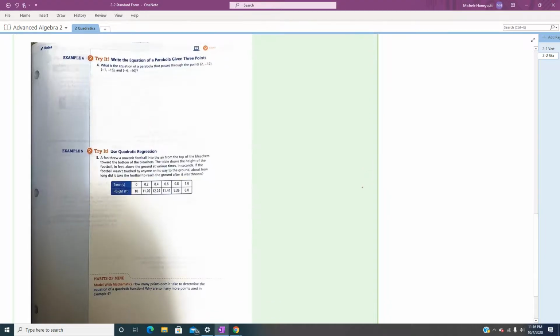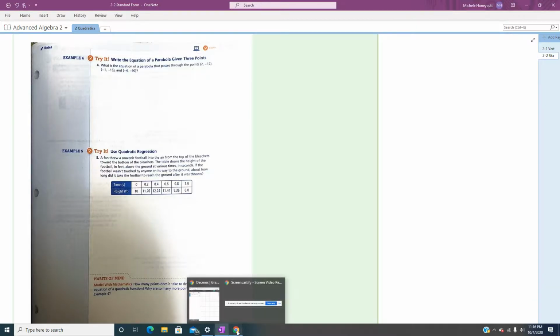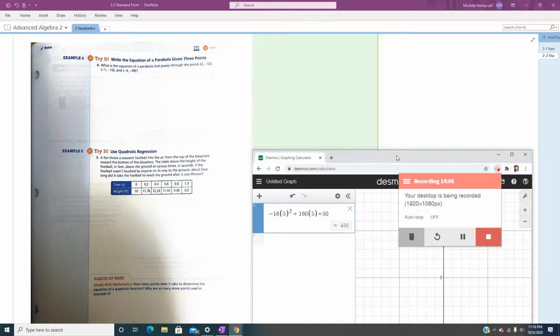All right, next is really fun. You're going to be asked to write the equation of a parabola that passes through points 2, negative 12, negative 1, negative 15, and negative 4, negative 90. So the way I'm going to show you how to do this is with something called quadratic regression. So you're going to need your Desmos calculator for this.